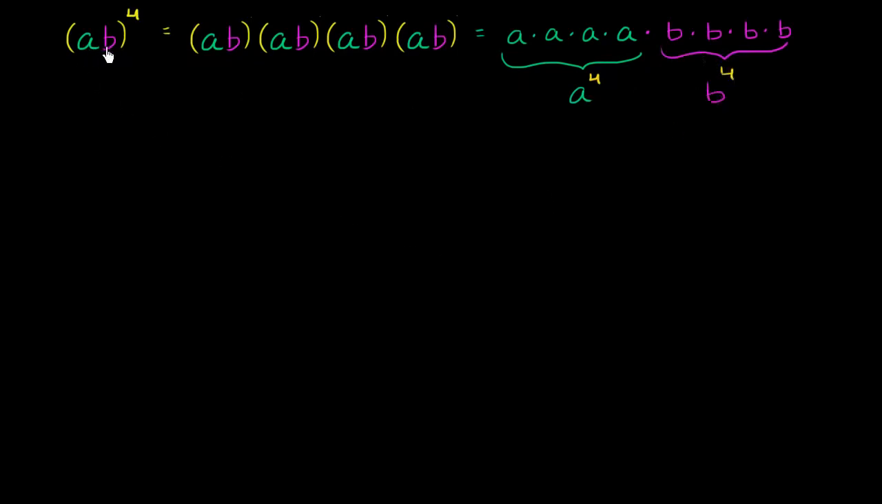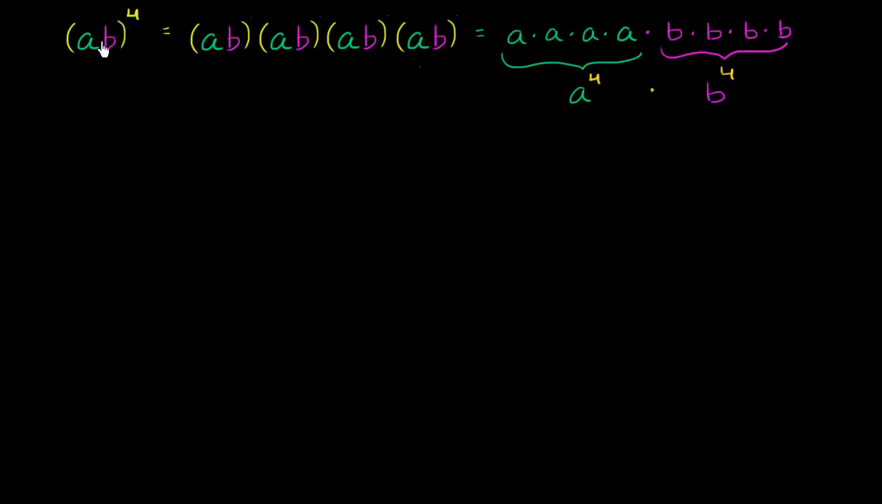And so you see, if you take the product of two numbers and raise them to some exponent, that's equivalent to taking each of the numbers to that exponent and then taking their product. Here I just used the example with 4, but this property holds for any exponent. You could satisfy yourself by trying different values and using the same logic.